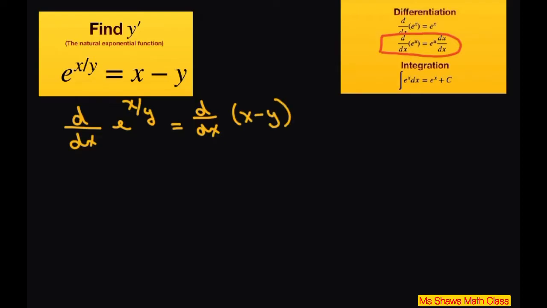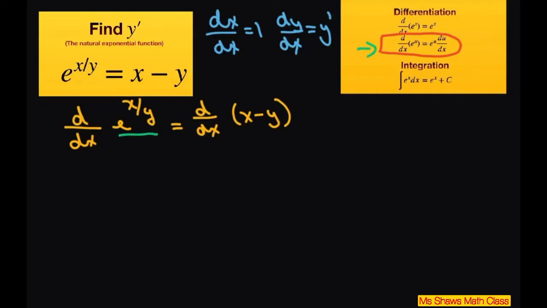So I'll just set it up for you. And just remember, derivative of x with respect to x equals 1. I'm also going to write derivative of y with respect to x as y prime. It just looks better when you get complicated equations. So let's go ahead and differentiate this.